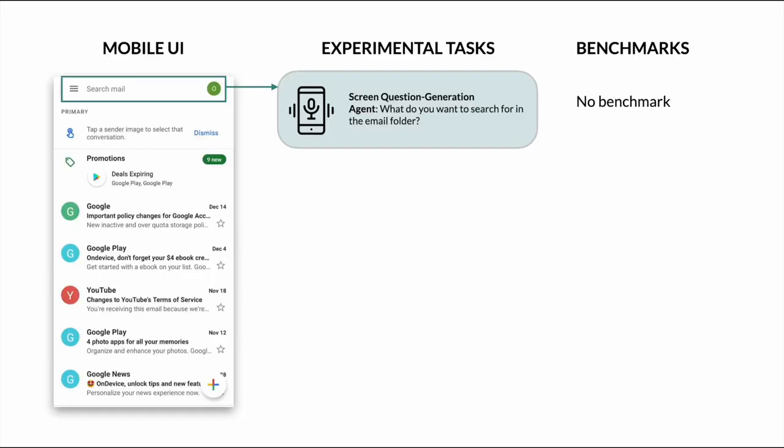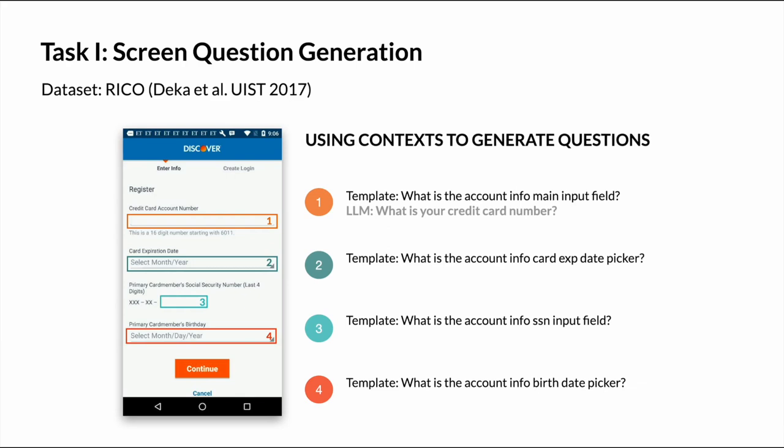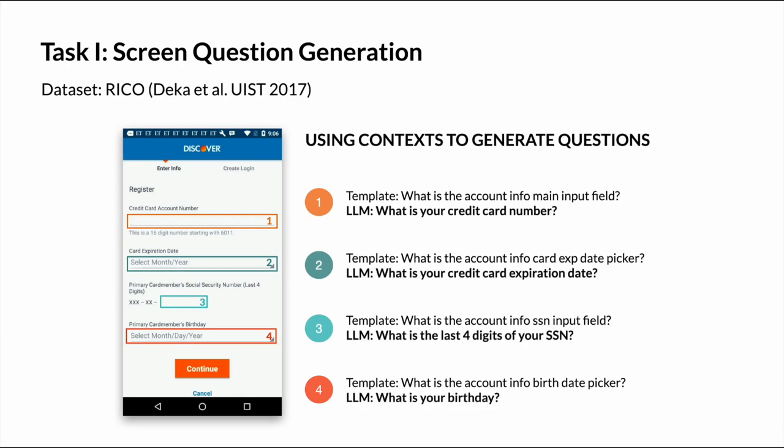The first task is screen question generation. Given the mobile UI, generate questions asking for specific information related to the input fields. We developed a template-based method to generate questions based on resource ID. The baseline can already generate somewhat relevant questions. We found that LLMs are able to use the full screen context to generate high-quality questions.